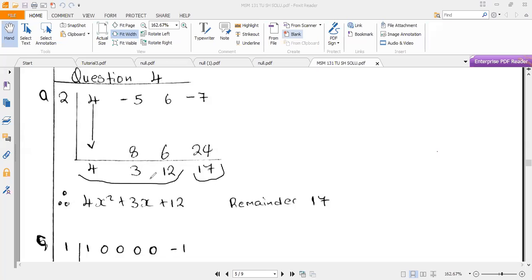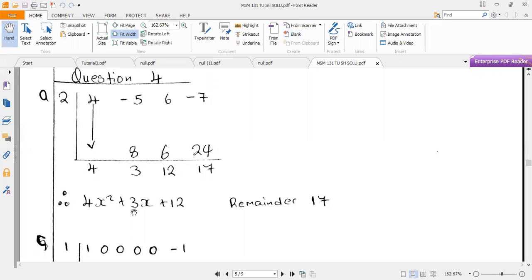So the new equation will be 4x squared plus 3x plus 12, remainder 17. Is it clear? All right, so like I said, this one is one of the easiest. It's easy and straightforward.